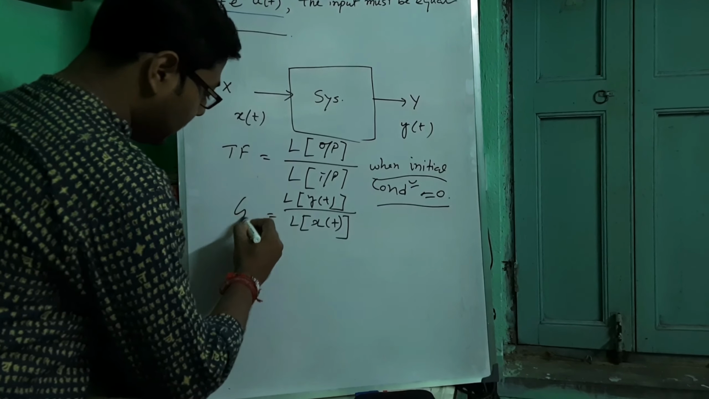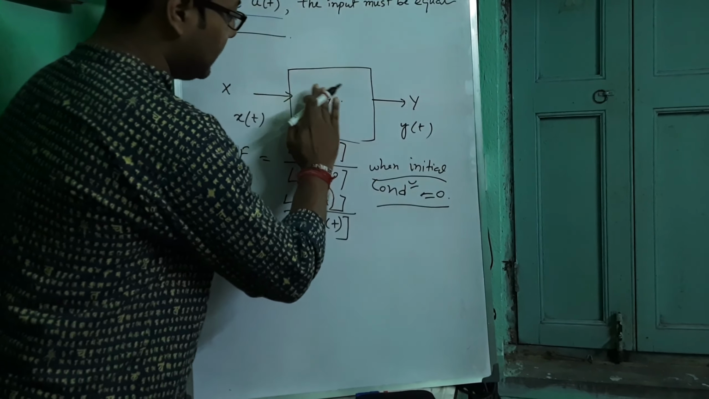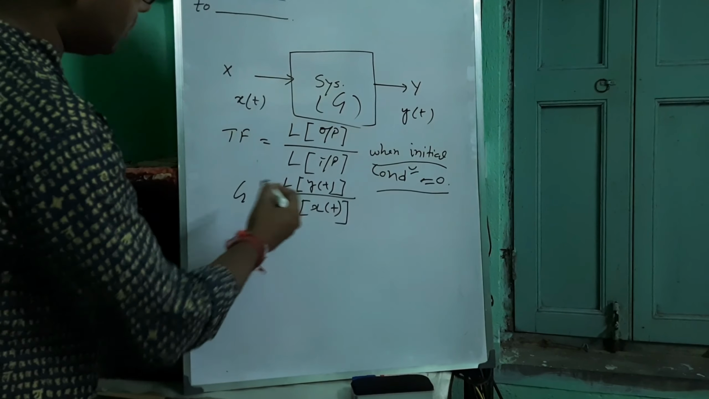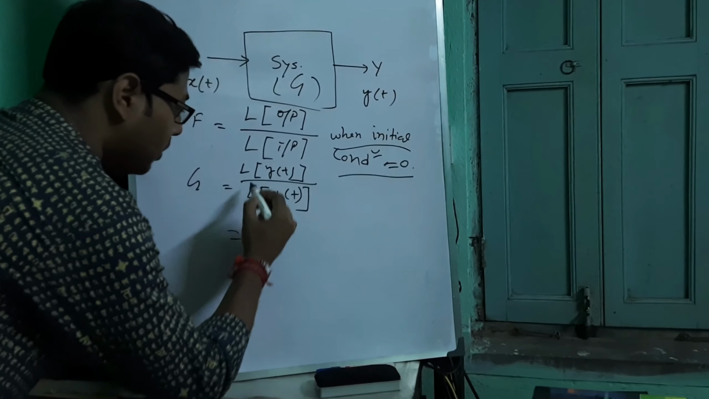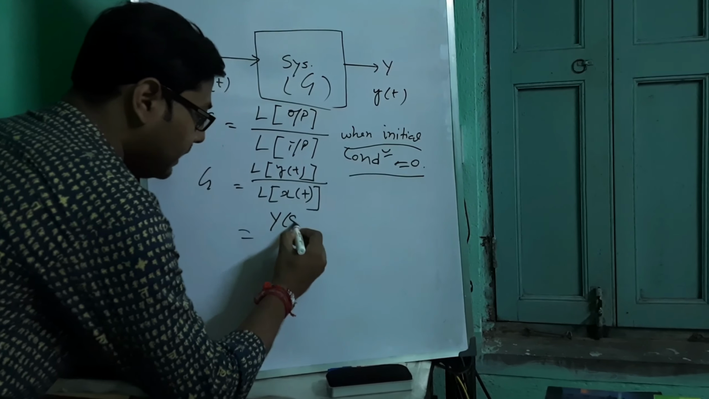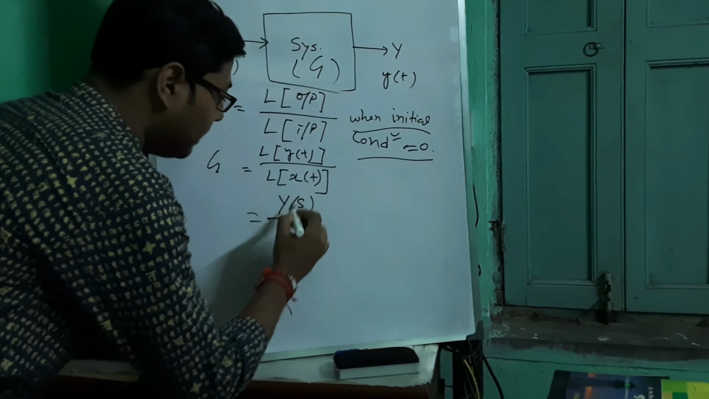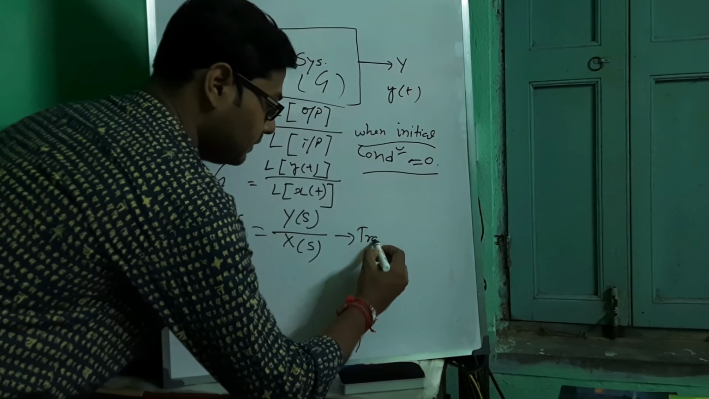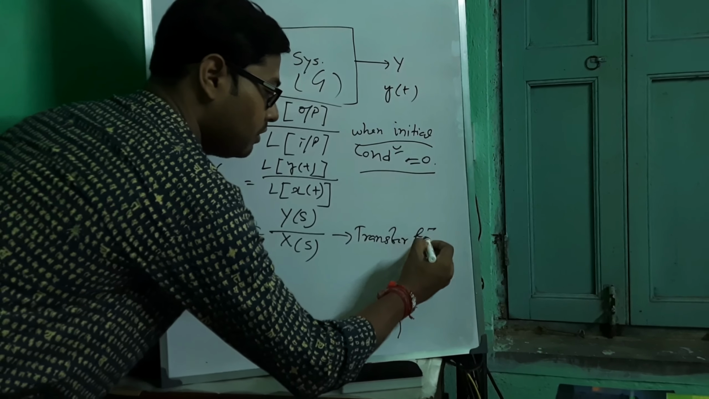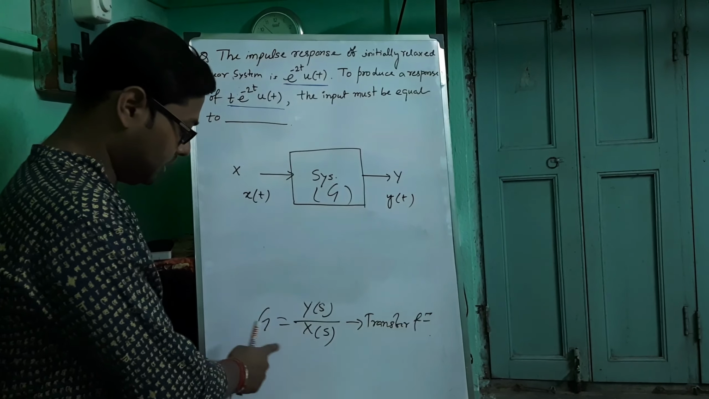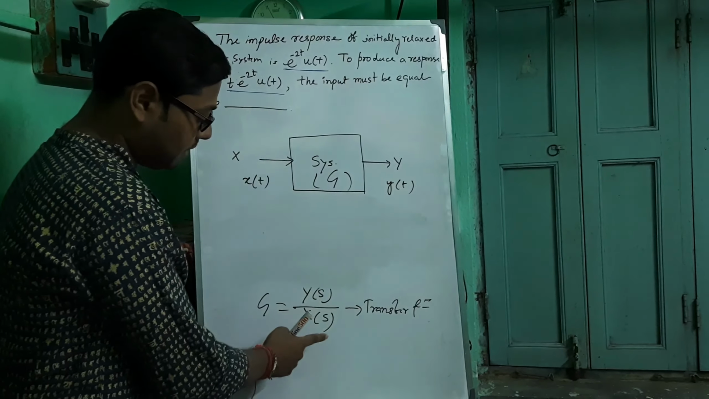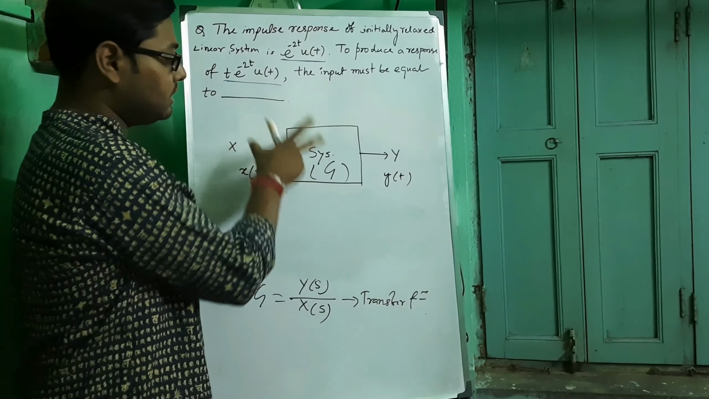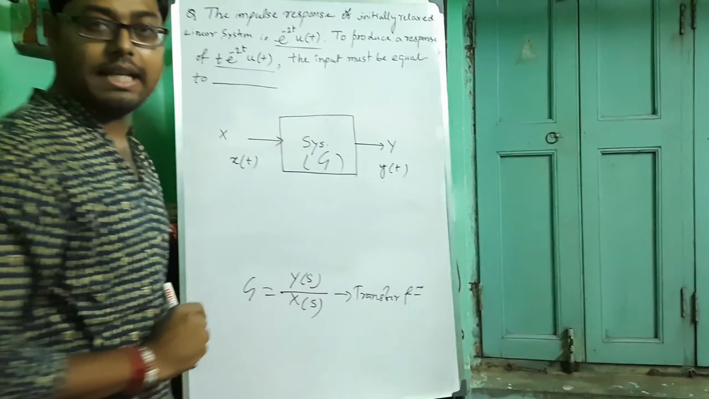Maybe you can write this as G, so we can replace the system with G. In the frequency domain, after the Laplace transform, we can write this as Y(s) by X(s), which is G. This is the transfer function. So the transfer function is G equal to Y(s) by X(s) when all initial conditions are 0, that means the system is initially relaxed.